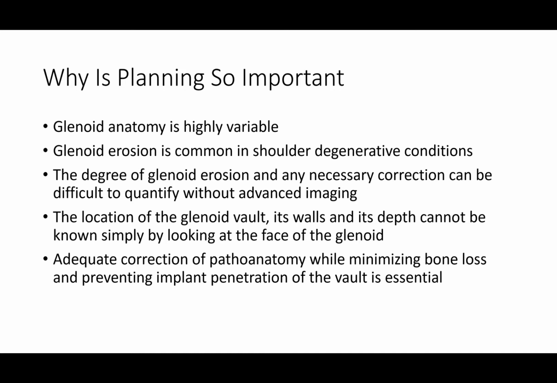Why is planning so important? Well, glenoid anatomy is highly variable. Glenoid erosion is very common in shoulder degenerative conditions, and the degree of glenoid erosion and any necessary correction can be very difficult to quantify without advanced imaging and preoperative planning. The location of the glenoid vault, its walls, and its depth can also not be known simply by looking at the face of the glenoid. An adequate correction of pathoanatomy while minimizing bone loss and preventing implant penetration of the vault is essential.